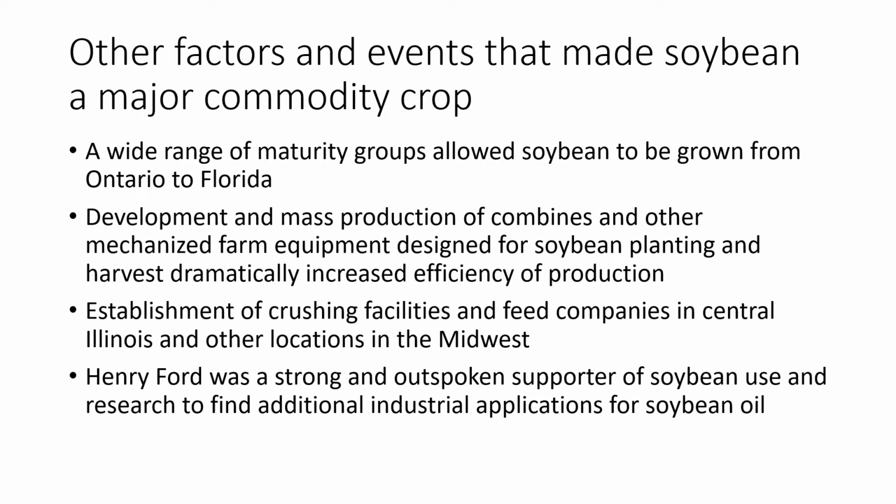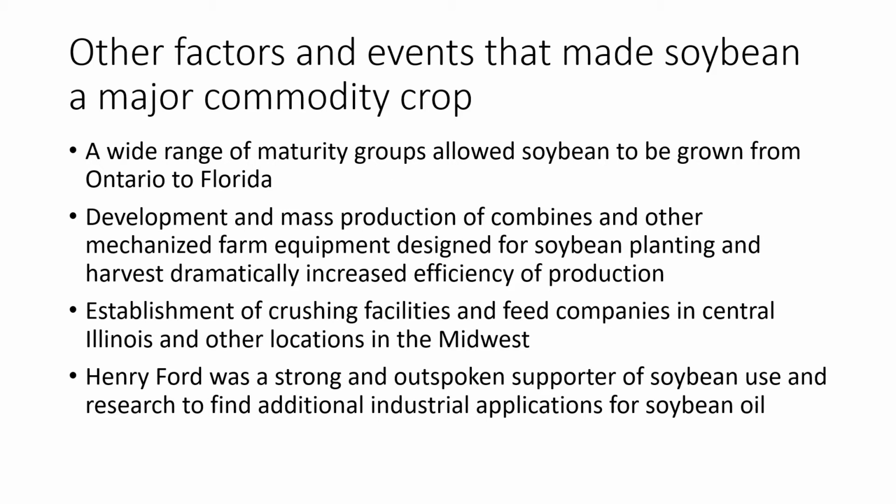So besides soybean genetics and breeding, a number of factors help to make soybean a major commodity crop. One is a wide range of maturity groups. So soybean can be grown from Canada down to Florida, and there are even some types adapted to the tropics. An important development was the mass production of combines and planters and other equipment specifically designed to handle soybean production and to enable it to be grown on a larger scale. Also, the development of crushing facilities and collection points in the Midwest helped to increase the amount that was grown in Illinois and the surrounding states.